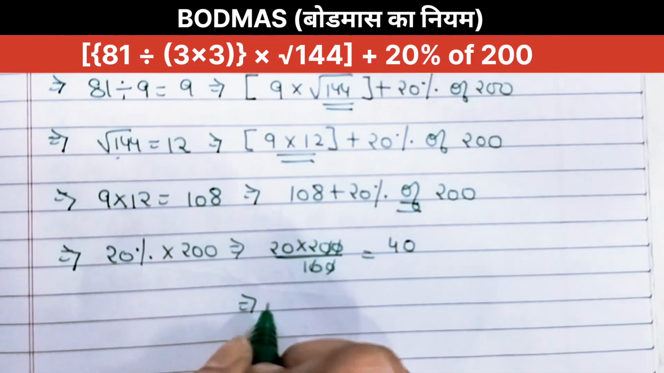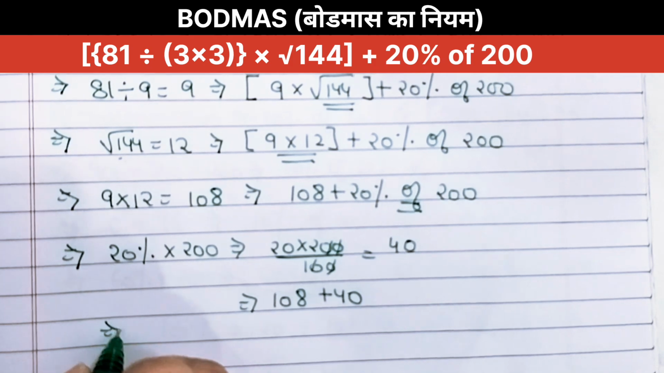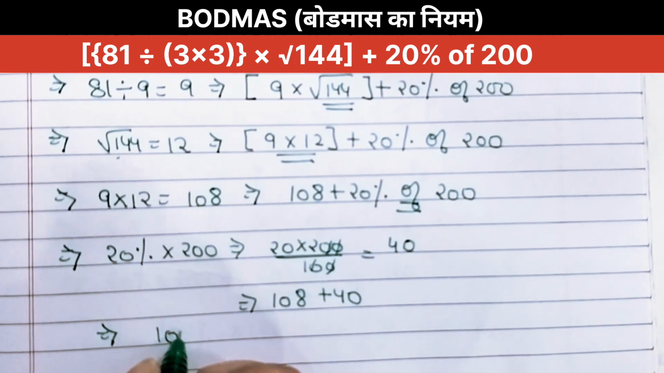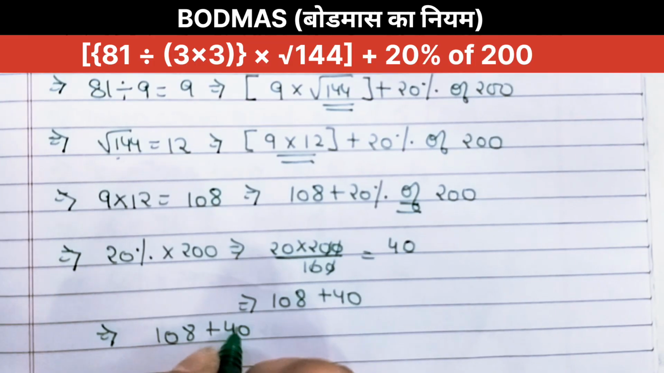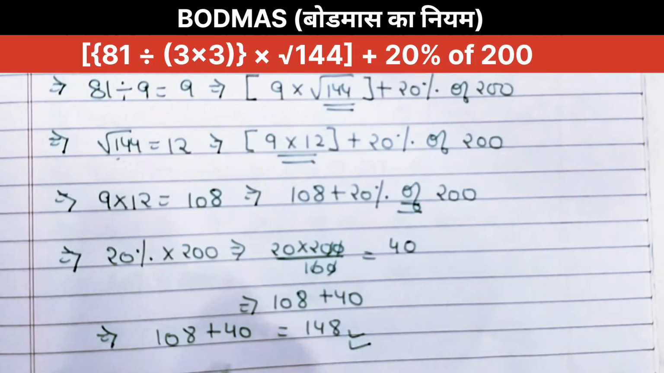And now the current expression becomes 108 plus 40. So now finally add the values, add the final two remaining numbers together. Now 108 plus 40 is equal to 148 as the final result. According to this step, addition is the final operation required to finish the problem.